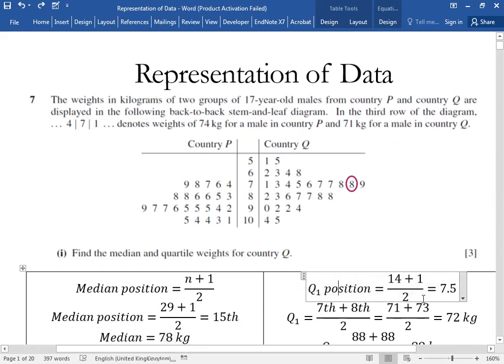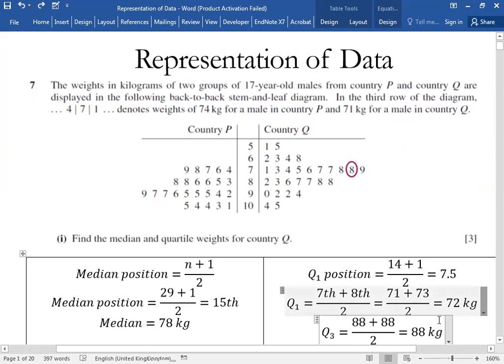So Q1 की अगर position निकालनी है, that is the 7.5. 7.5 is not a position. I'll take the 7th position and the 8th position, I'll add and divide by 2. Let's count. 1, 2, 3, 4, 5, 6, 7, 8. 7th position is 71. 8th position is 73. I add them up and I divide by 2. I'll get my lower quartile, which is 72.